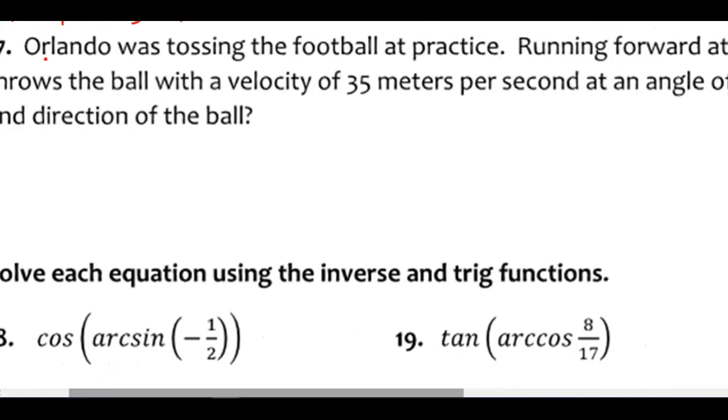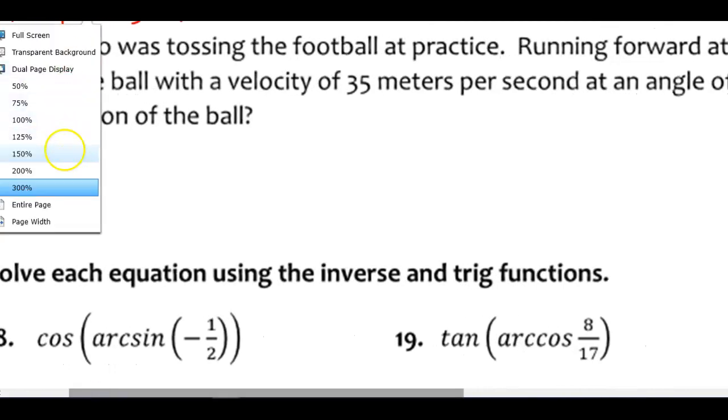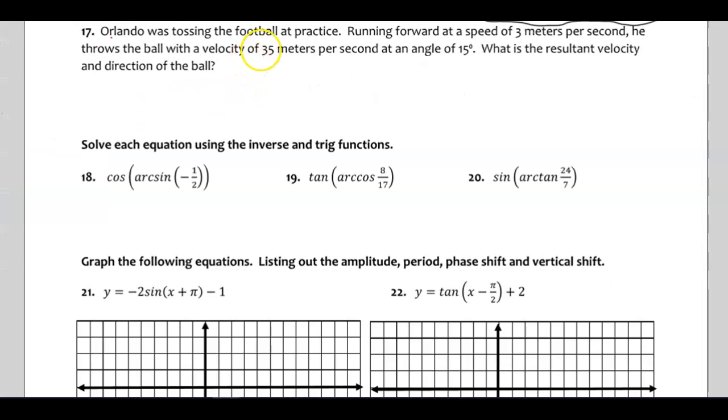It says Orlando is tossing a football at practice, running forward at a speed of 3 meters per second. All right, so that seems important. He throws a football at a velocity of 35 miles per hour at an angle of 15 degrees. So, guys, that's one pair right there. That's the pair we're looking for. What is the resultant velocity?